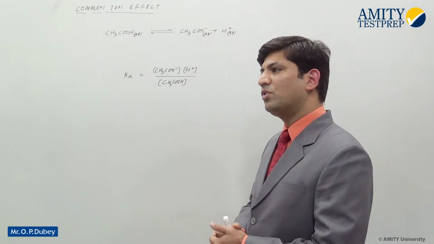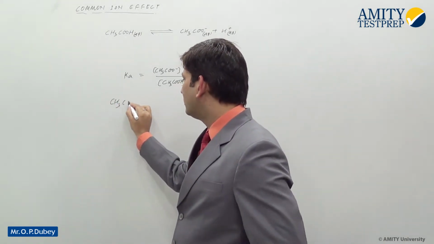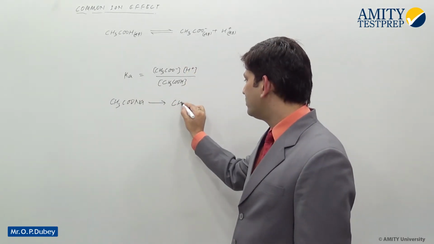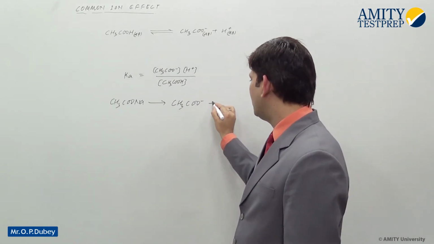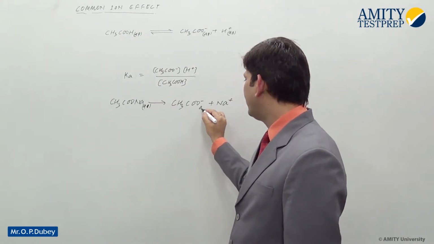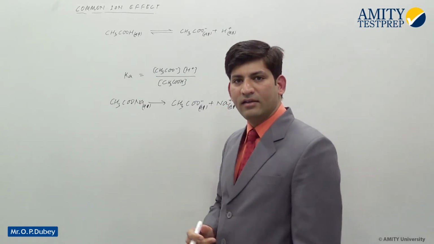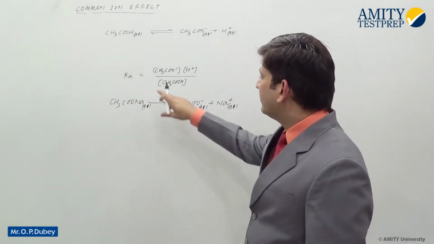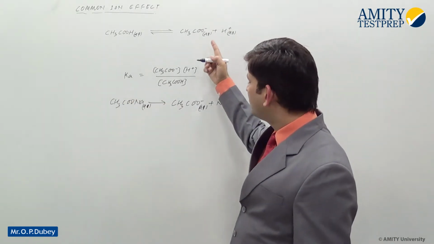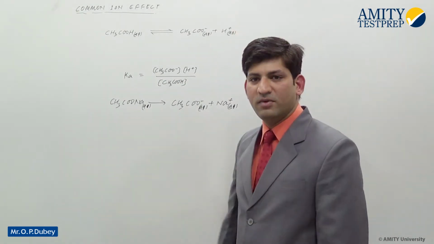That is, if sodium acetate, which is a strong electrolyte, dissociates completely in the aqueous solution, the concentration of acetate ion increases, and to keep the constant value of the Ka, the equilibrium must shift towards the backward direction and decrease the concentration of the H plus ion.